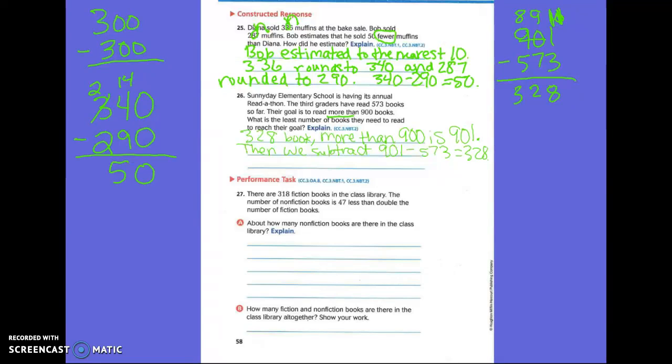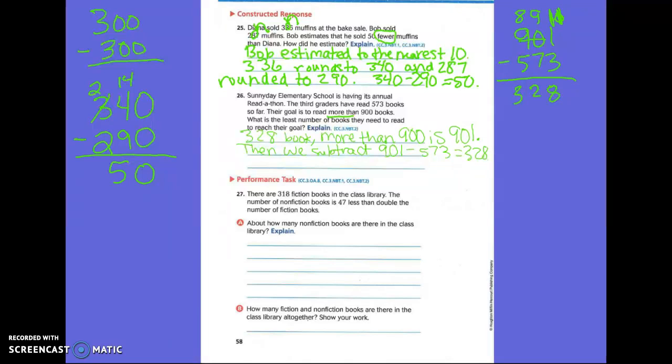Okay, last two problems. Read the story first. There are 318 fiction books in the class library. The number of non-fiction books is 47 less than double the number of fiction books. Okay, so that's the story. They're giving you that information. Now, what's the first question? About how many non-fiction books are there in the class library?